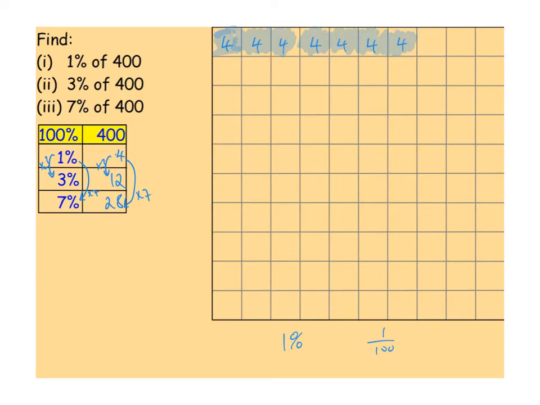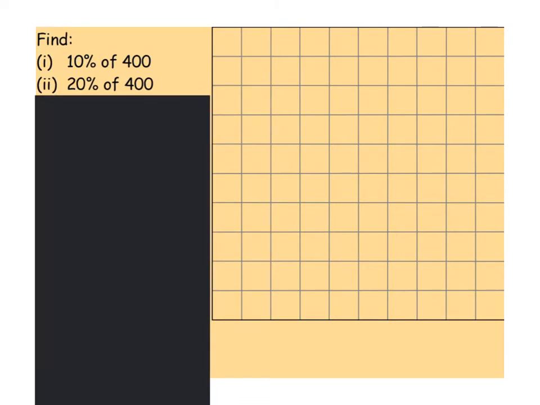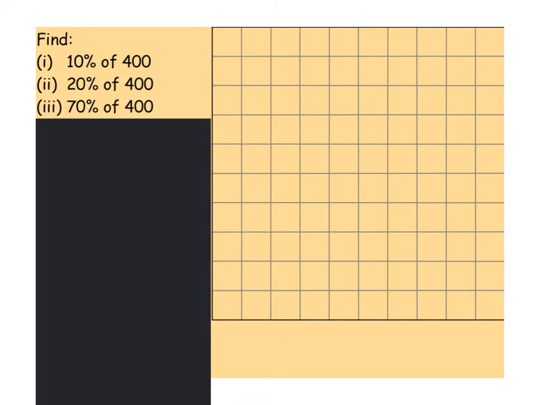But the first trick, the first and most difficult part of that, is finding the 1% in the first place. Okay, let's look at a similar question. First of all, I've got my 100 grid again, which is going to help me to represent percentages because, of course, 100% represents a whole. This time the questions are to find 10% of 400, 20% of 400 and 70% of 400.